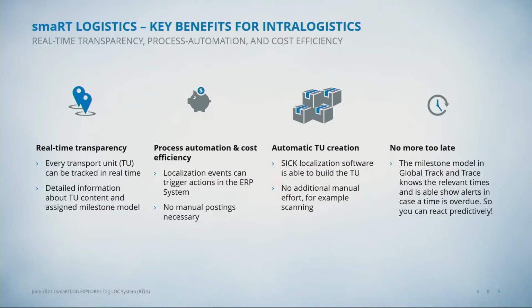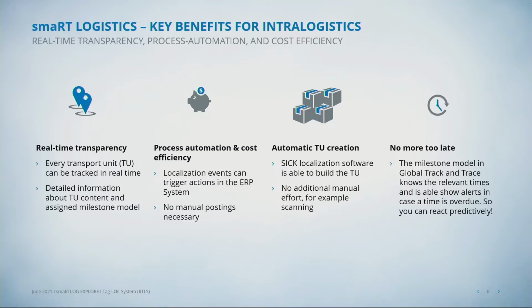The first one, what we heard today, is transparency. It's related to getting detailed information about the transport unit content and its correlation to the assigned milestone model. Also, within this solution, you are able to make your process automation, meaning that you have no more manual postings. And the third one, the automatic transport unit creation, reflects most on the no more needed manual effort, where, for example, before you needed to scan a lot of times, now this is not needed anymore.